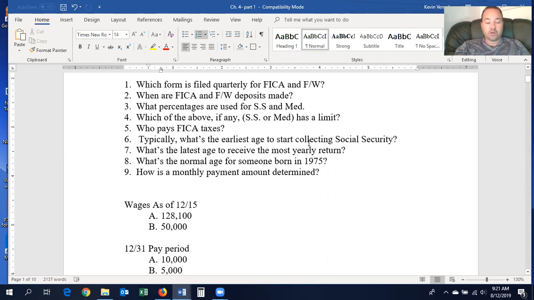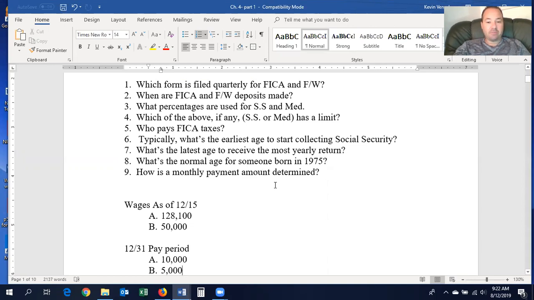So this is onto our part 2 here. What's the earliest age to start collecting Social Security? Remember, that answer is 62. The latest age to receive the highest yearly return, so if you want to get the highest possible, you would wait till you're 70. And the normal age for almost everyone now taking this class, there are a few in their 60s where it would be a little different, is 67. Now note that could change with future law enactments, but 67 is the current.